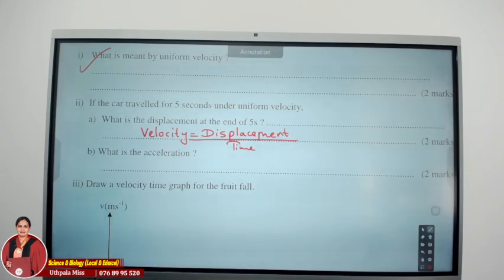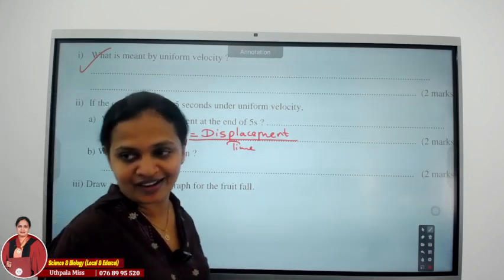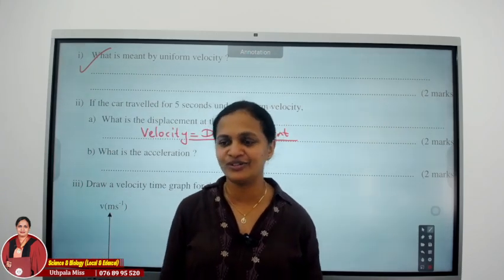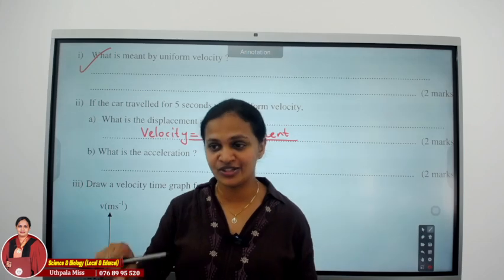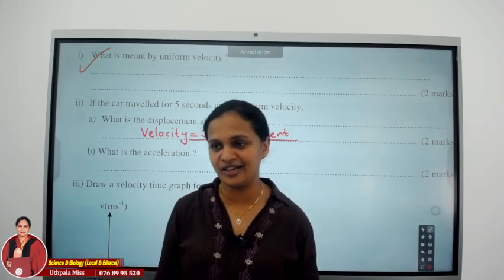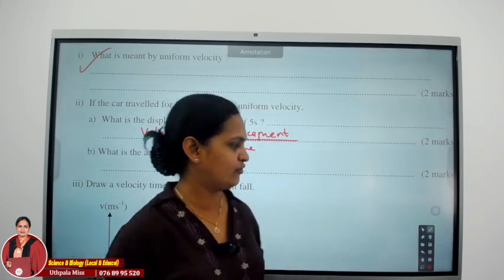If velocity increases, how can it be a constant or uniform velocity? Velocity should not change with time, and only then is it a uniform velocity.